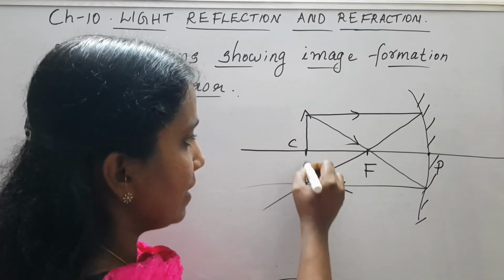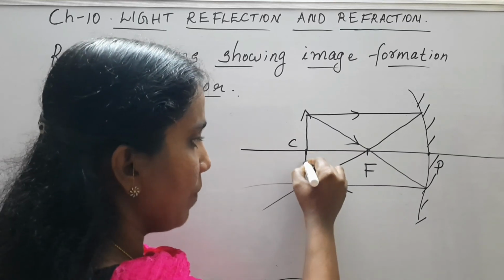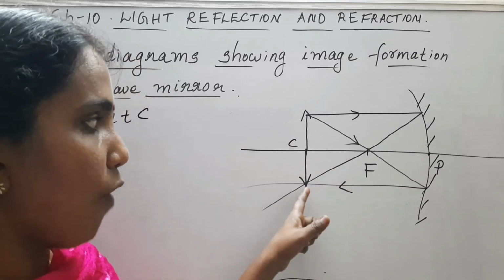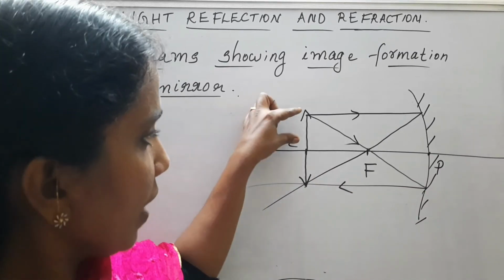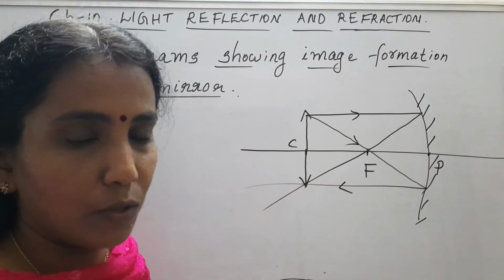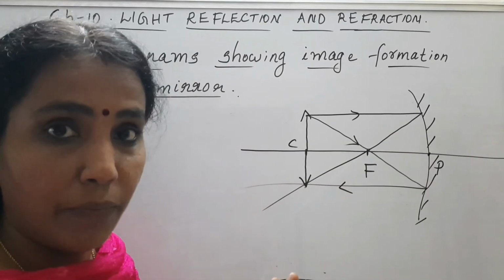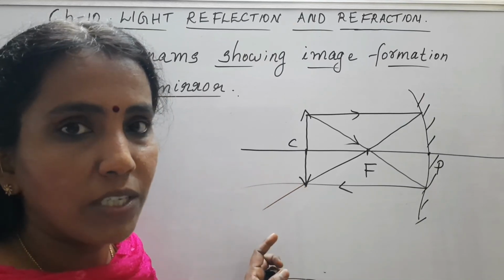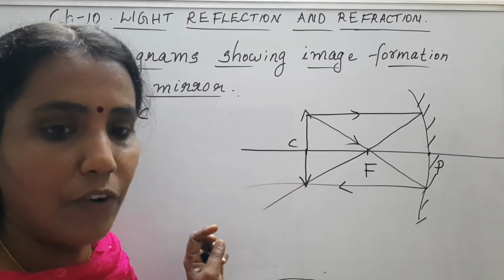So where lies that image? You see, where lies the image? Image also is formed at C. Now you can compare the size. The two are having the same size. So both the object and image are of the same size. And here also the image formed is real and inverted.